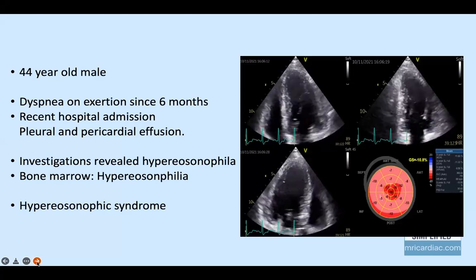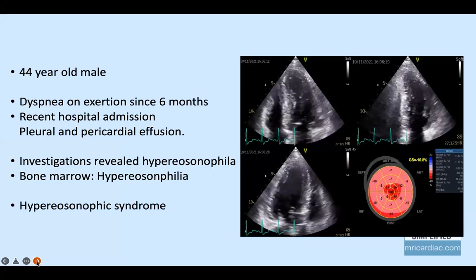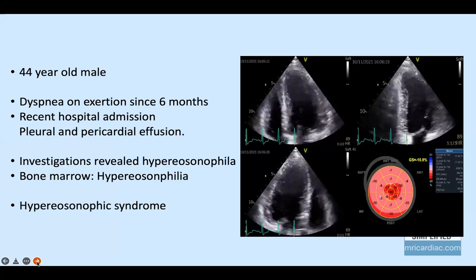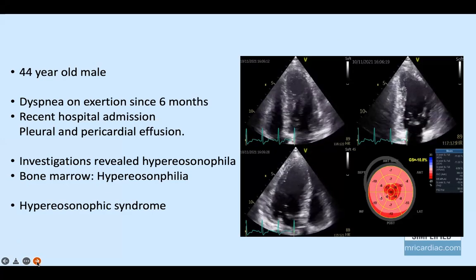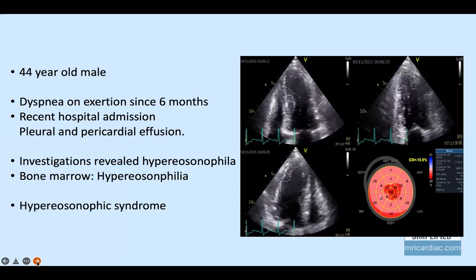A 44-year-old male presented with dyspnea on exertion since the last 6 months. He had a history of bronchial asthma. There was a recent hospital admission for pleural and pericardial effusion. The pleural effusion revealed increased eosinophilic counts. Even the blood picture showed hypereosinophilia.